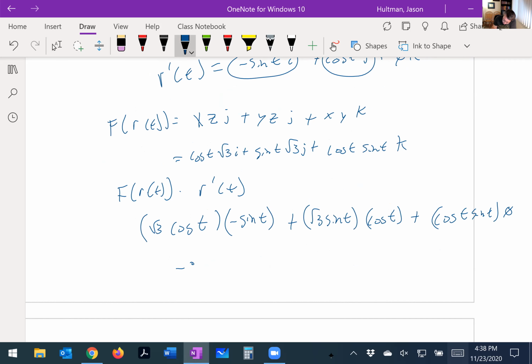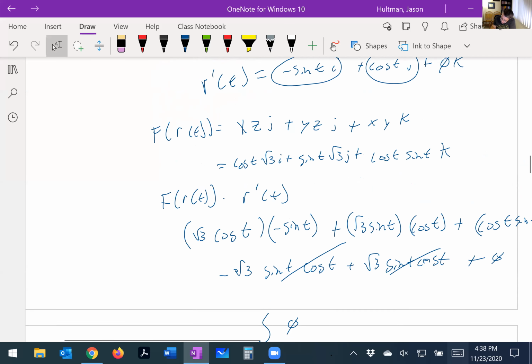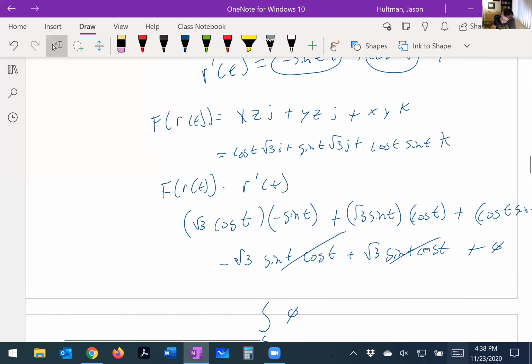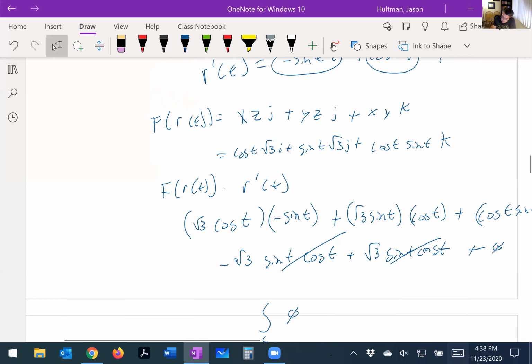Plus 0. Everything cancels. So this becomes the line integral over C of 0 dt. But what is C? What were the parameters for theta? Basically, think of it in terms of theta. It was 0 to 2 pi. Well, the integral of 0 is 0. Okay, so the answer is 0.